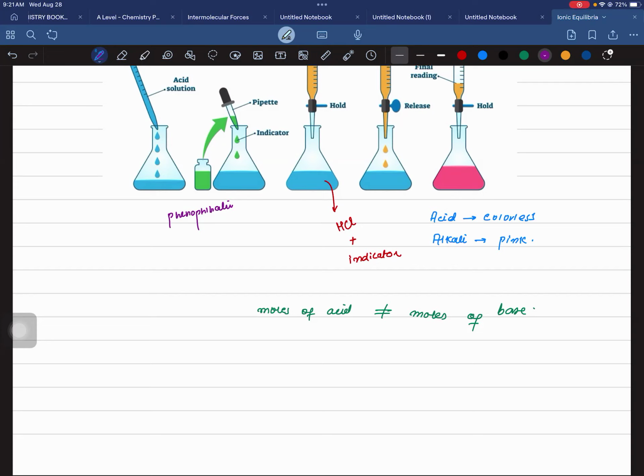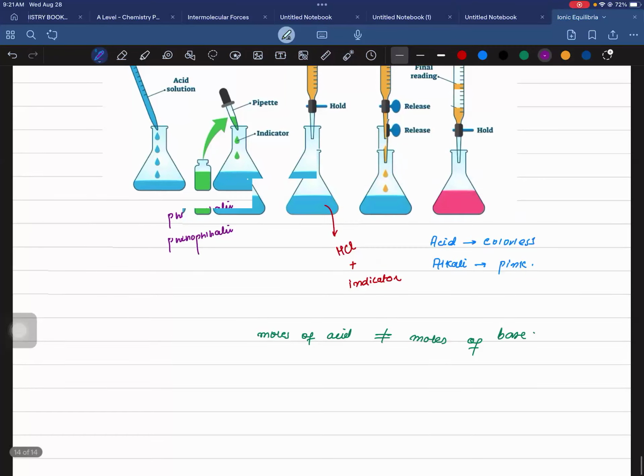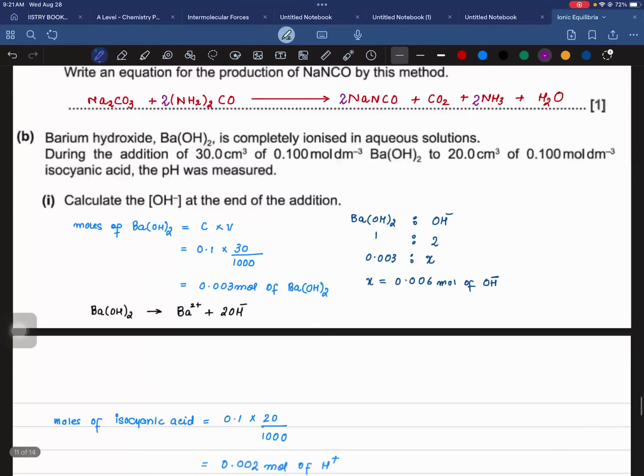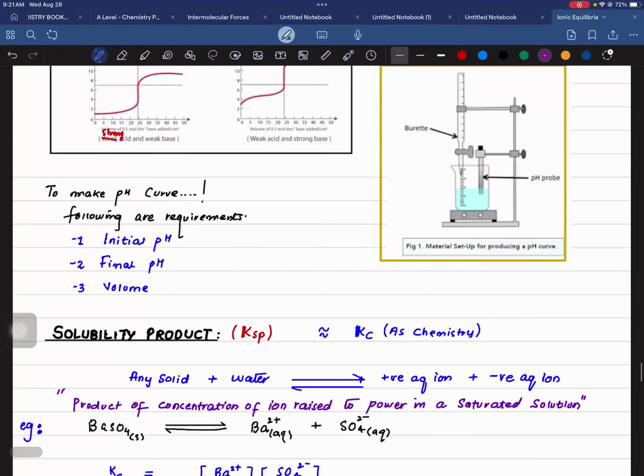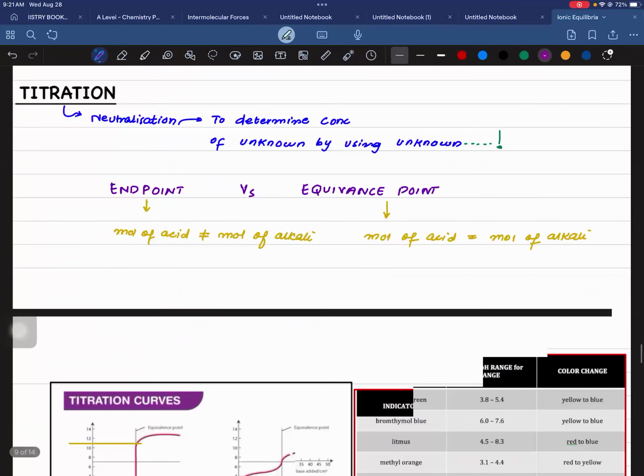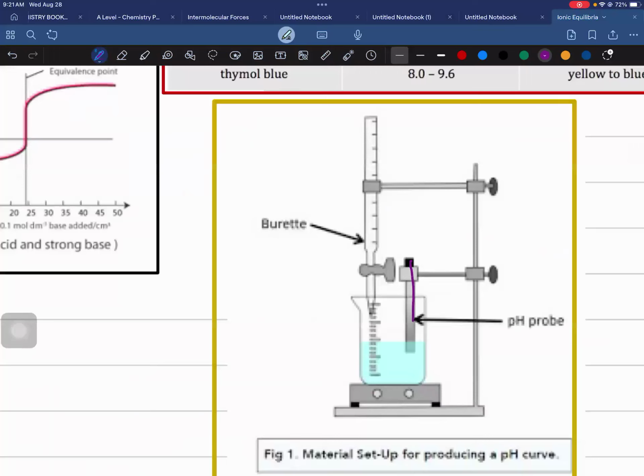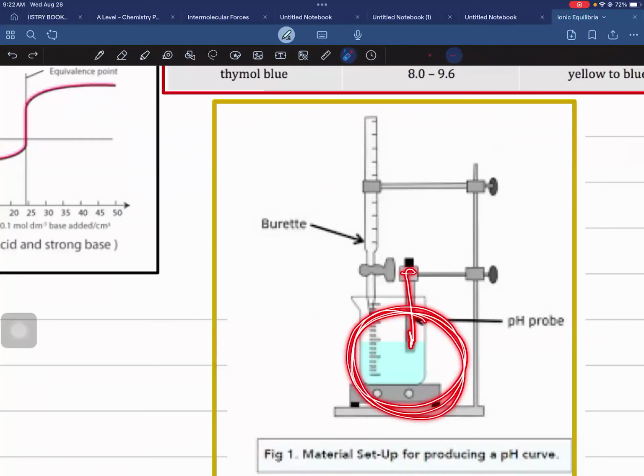If you can see this, this is a pH meter which is dipped in this beaker, into this acidic solution. Obviously you will see a pH equal to 1, 2 or 3, because this is a strong acid. A strong acid is going to have a pH of 1, 2, 3.